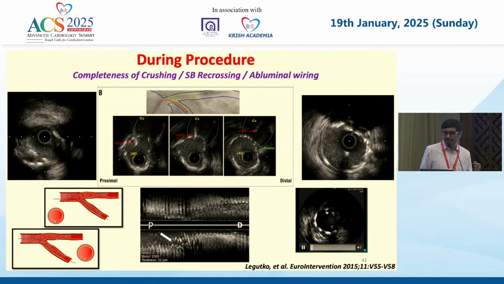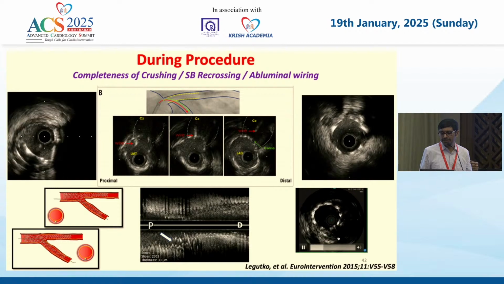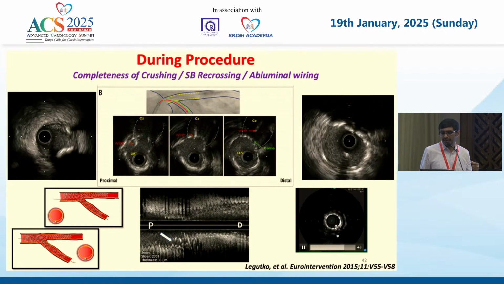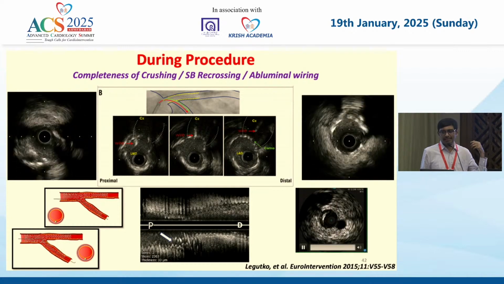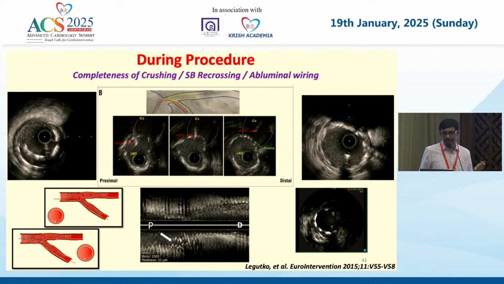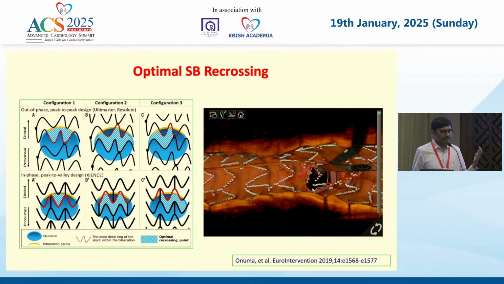Another important thing is that IVUS or OCT helps in identifying abluminal wiring. Here you can just see an example of abluminal wiring. The wire lies behind your stent struts rather than inside the stent struts. For identifying side branch crossing, they showed it elegantly in his cases. OCT might be better compared to IVUS because of its 3D capabilities.